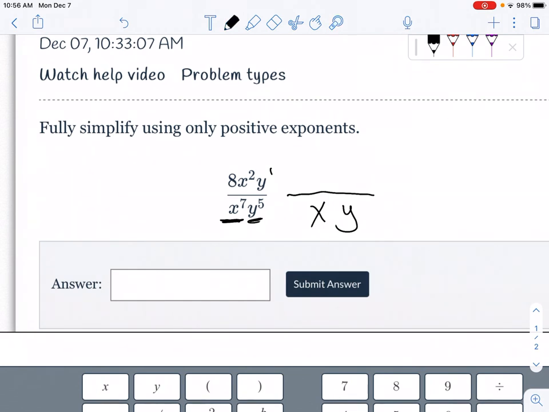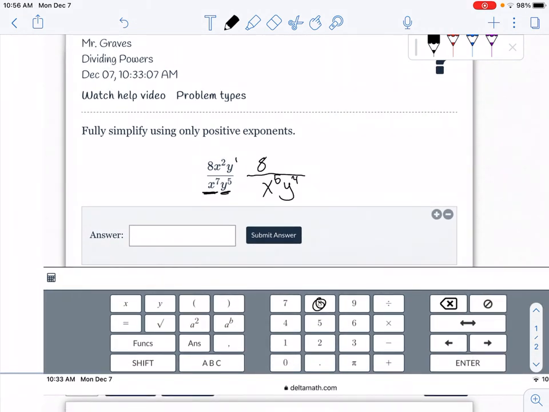But let's work through this. So 8, I'm looking, is that being reduced by anything? It's not, so I'm just going to rewrite it where it is. Okay, then I'm doing 7 minus 2, which is 5. And I'm doing 5 minus 1, which is 4. And that's our answer. So I would hit 8 divided by x raised to the 5th power, right arrow, y raised to the 4th power.